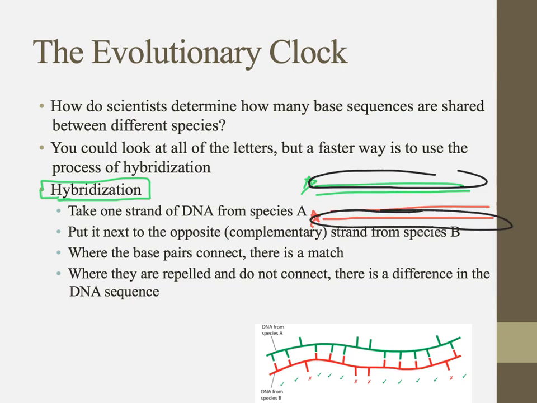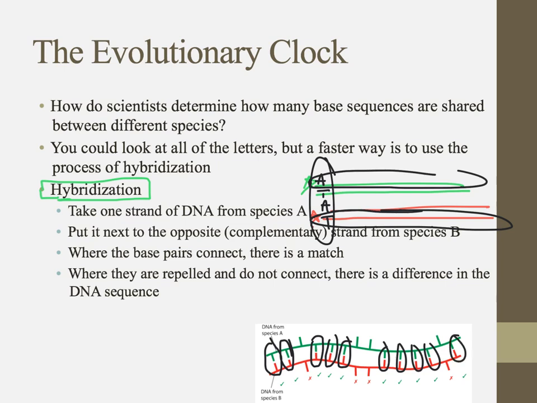Anywhere that there is a match, anytime that a hydrogen bond forms between those two nucleotides, that must mean that there's a match. Remember, if there's an A over here, the only way that can form a match is if there's also an A, and then on the strand that we're using, there's the complementary T, which would mean that they are both identical in that spot. So anywhere that there's a match would be a point in common.